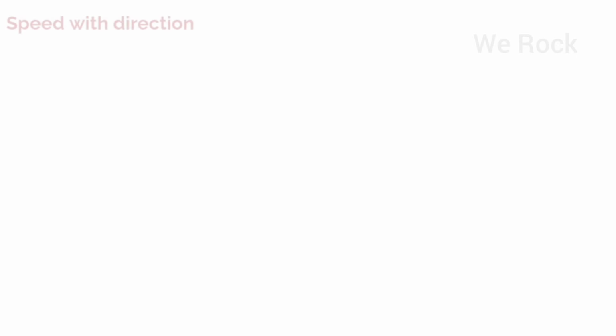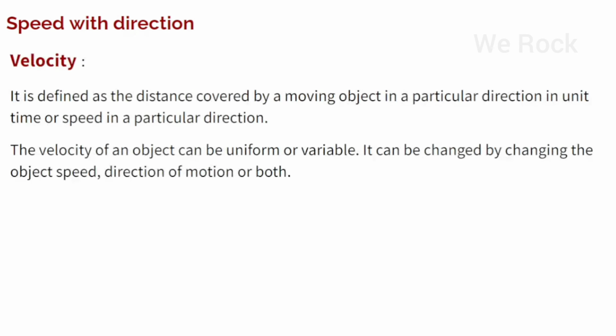Speed with direction. Velocity. It is defined as the distance covered by a moving object in a particular direction in unit time or speed in a particular direction. The velocity of an object can be uniform or variable. It can be changed by changing the object's speed, direction of motion, or both.